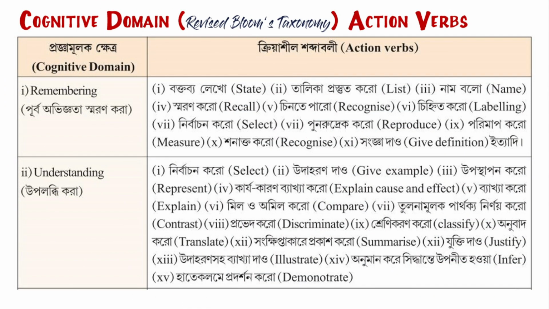The specific action verbs related to the remembering level are state, list, name, recall, recognize, label, select, reproduce, measure, give definition, etc. And the specific action verbs related to understanding are select, give example, represent, explain cause and effect, explain, compare, contrast, discriminate, classify, translate, summarize, justify, illustrate, infer, and demonstrate.